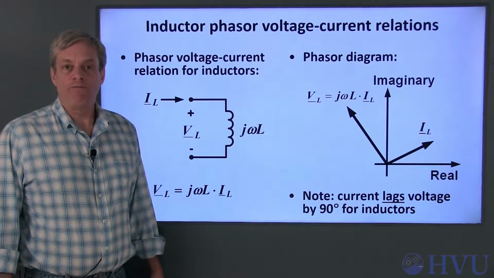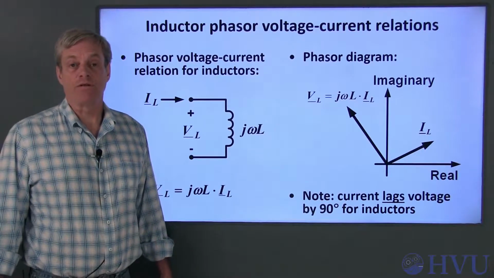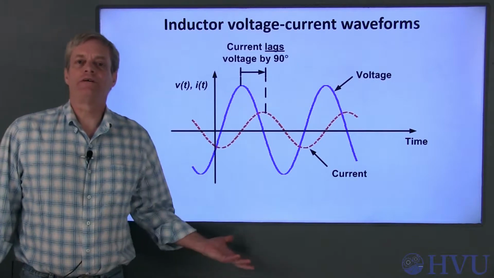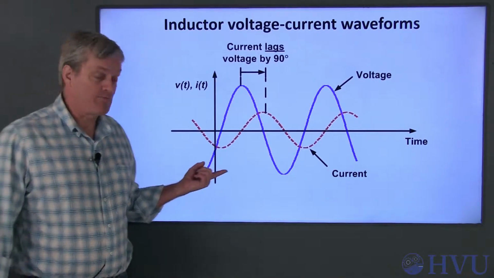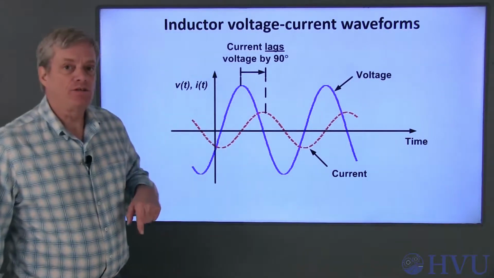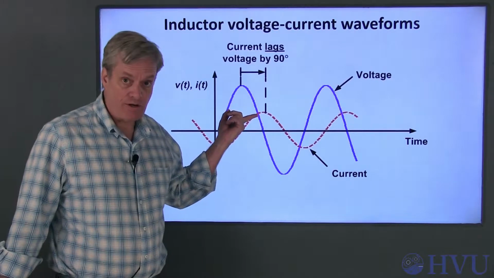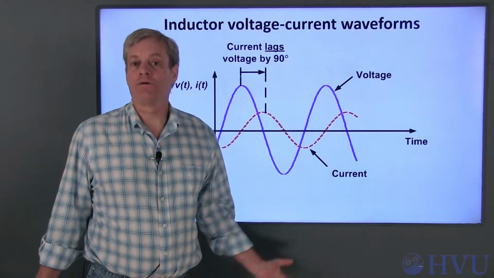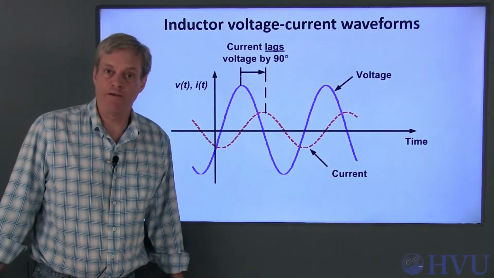Next, let's look at the effect of this relationship on the sinusoidal time domain voltages and currents. These are examples of what the sinusoidal waveforms for an inductor might look like as functions of time. The magnitude of the voltage is equal to omega L times the amplitude of the current. Current lags voltage by 90 degrees, so the current will always be delayed in time by a quarter of a period from the voltage waveform.